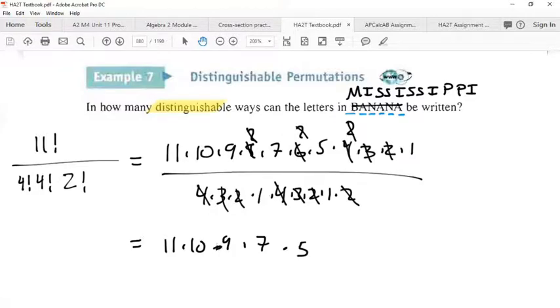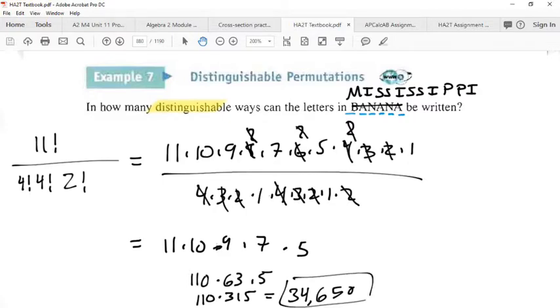What would that be? It'd be 110 times 63 times 5. 63 times 5, that's going to be 315 times 110. I'm going to have to write that out. What do you guys get? What's 110 times 315? 34,650? Yeah, that sounds right. So that's how many different, distinguishable and unique ways you can write Mississippi.